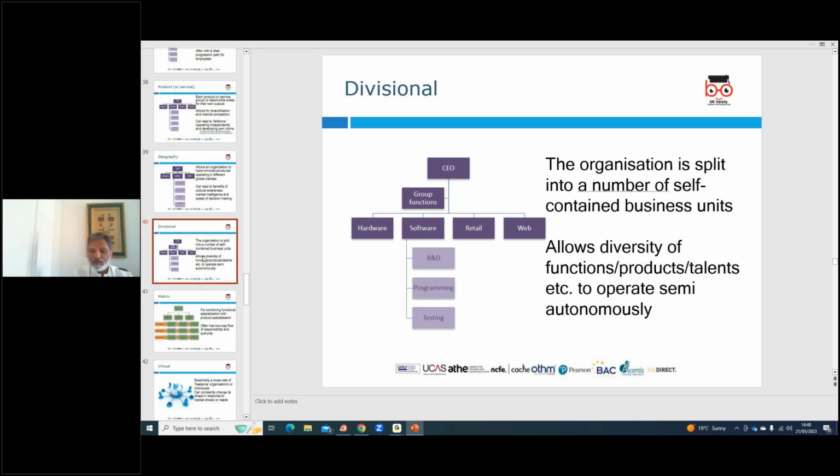Okay, so you divide these organizations into different divisions, which allows diversity of functional products to operate semi-autonomously, and you're probably making decisions according to your needs, which is decentralized. In other words, you take decisions according to the local area's needs. So this is a very quick decision making.